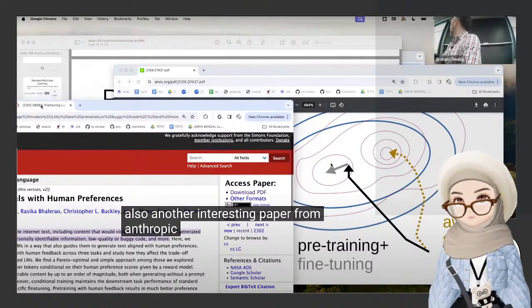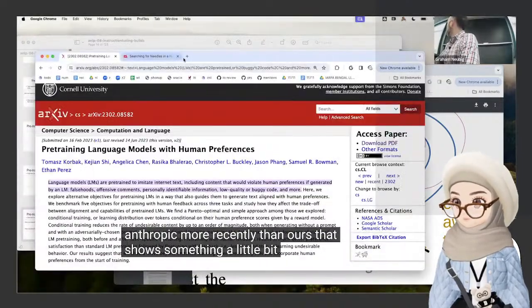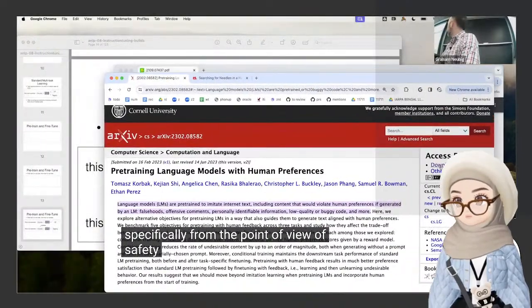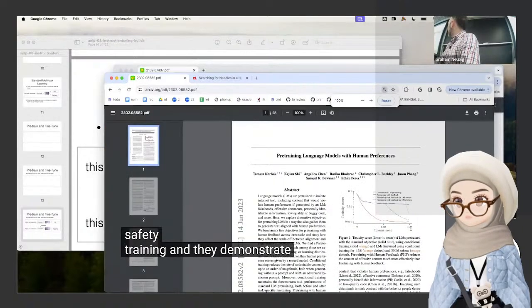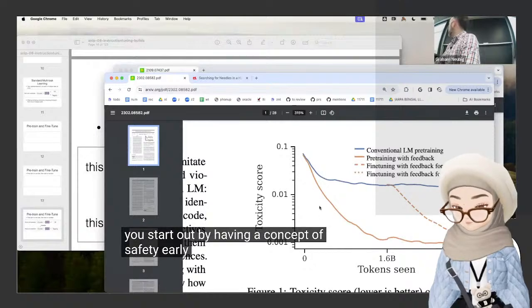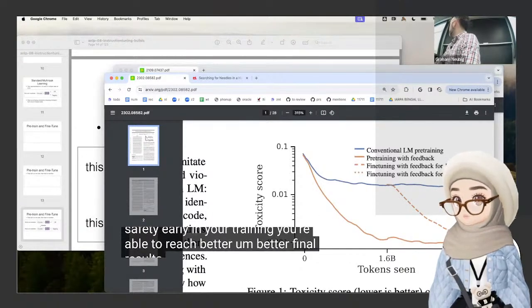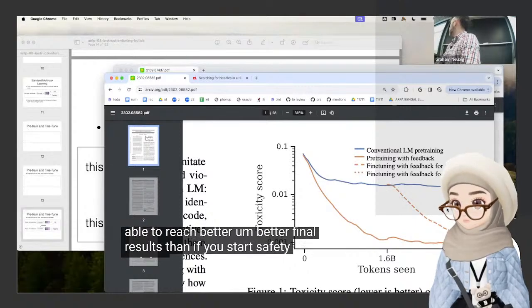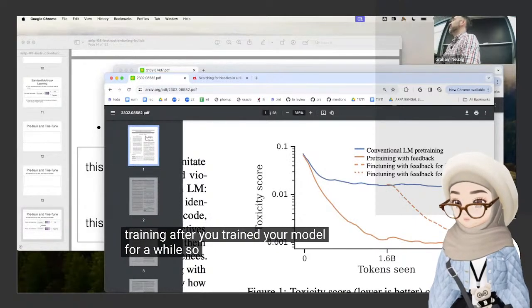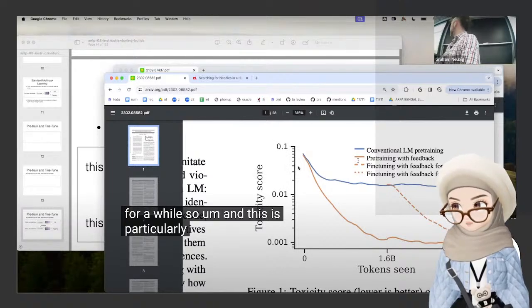Okay, let's listen. More recently than ours, there's a paper that shows something a little bit similar, specifically from the point of view of safety training. They demonstrate that if you start out by having a concept of safety early in your training, you're able to reach better final results than if you start safety training after you trained your model for a while. Okay, that actually makes sense. If you start off with a specific task, it's better than fine-tuning on a specific task.